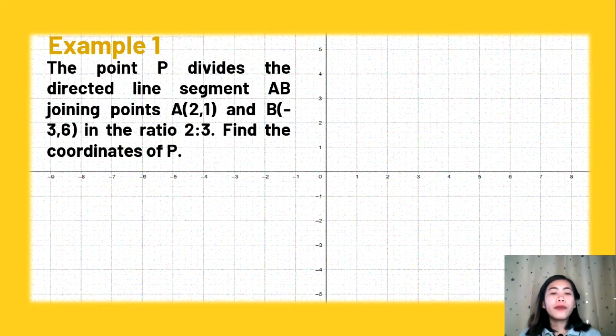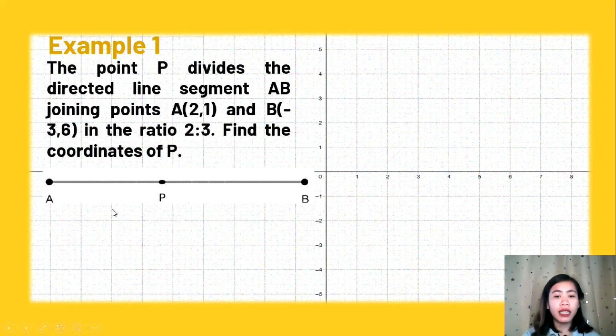Example, the point P divides the directed line segment AB joining points A (2, 1) and B (negative 3, 6) in the ratio 2:3. Find the coordinates of P. So, para madali, gawa muna kayo ng illustration. We have line segment AB na dinivide ni P dito. Hindi given na externally siya dinivide. So, automatically, ang gagamitin natin, internal division. Since hindi given na external siya.